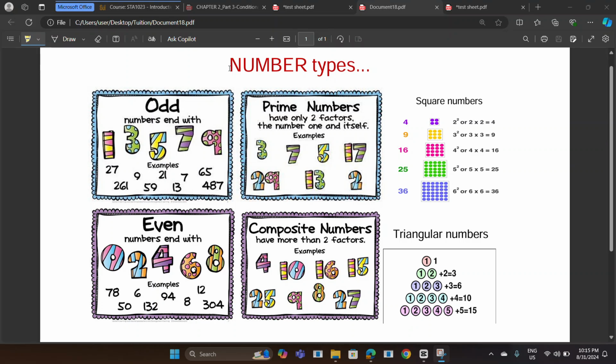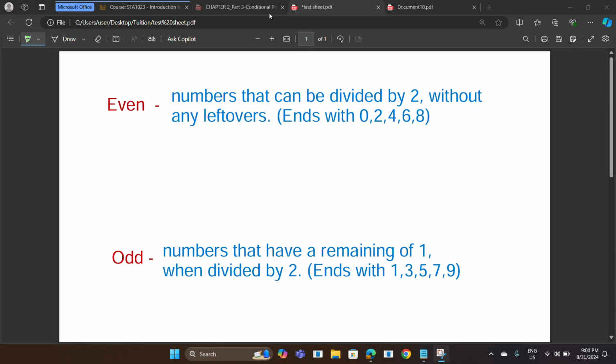Hello students, in this video we are going to explore different number types. Here we are talking about odd, even, prime, composite, square and triangular numbers. First, let's discuss what are odd numbers and what are even numbers. In your primary grades, you have already learned these even and odd numbers. Because of that, this is super easy.